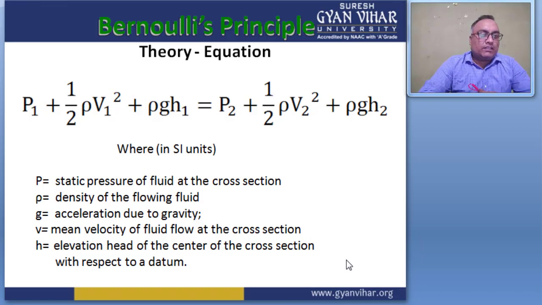all in SI units, and all the head units are covered in meters. Here P is the static pressure of the fluid at the cross section, rho is the density of the flowing fluid, G is the acceleration due to gravity, V is the mean velocity of fluid flow at the cross section, and H is the elevation head of the center of the cross section with respect to a datum.